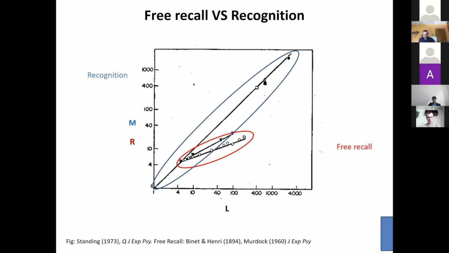I'll show you one of the very old, but benchmark, famous papers in the field, back in 1973. This is a comparison between recognition and recall in different experiments. This is a compilation, a comparison of the published papers on memory and recall. What you see here is that L is the number of words that was in the list. This is a study of lists of different lengths, up to thousands of words. And here you have two plots.